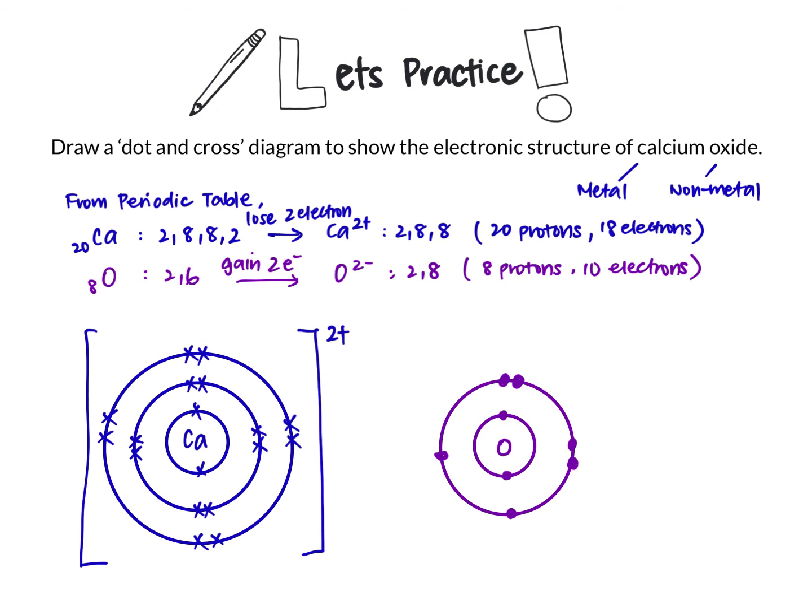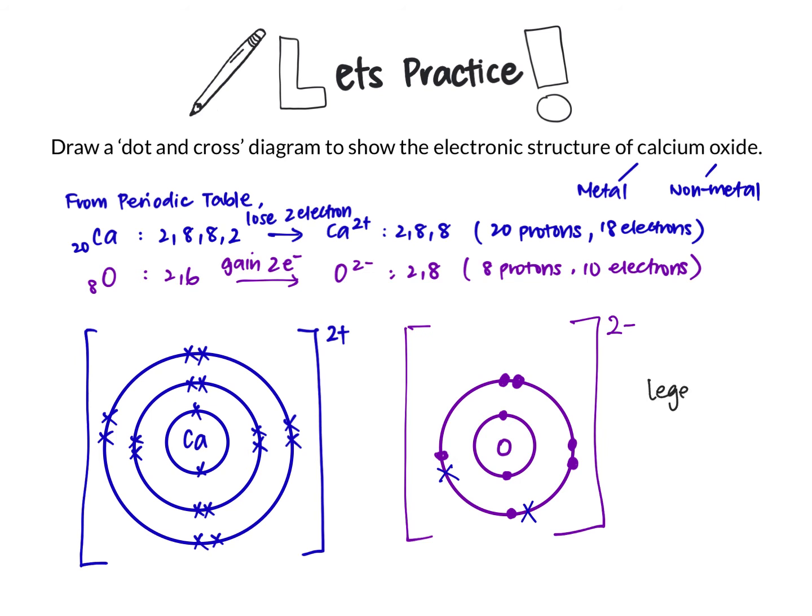After you're done, don't forget to add in the electrons that are coming from calcium, which are 2 crosses. And finally, bracket and add in the charge of 2-.